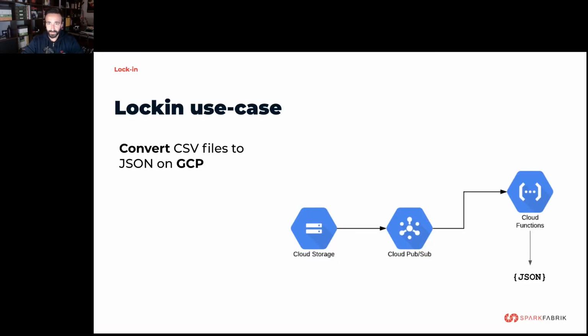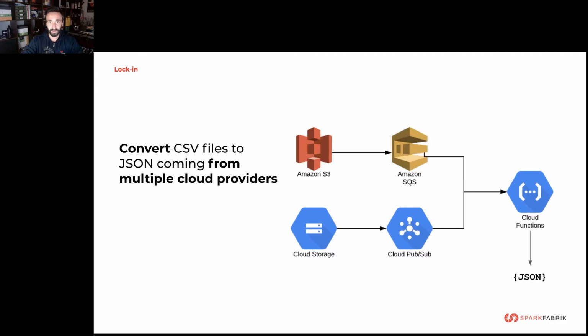So let's see what lock-in really is. I will use again a real-world business scenario for this. Imagine that we already have an application capable of converting a CSV file to JSON just using GCP services. It's working smoothly, it's already in production, and we have been asked by our business department to extend it also to other vendors. In this case, we want to support the same stream of data with the same kind of services, but on Amazon AWS.